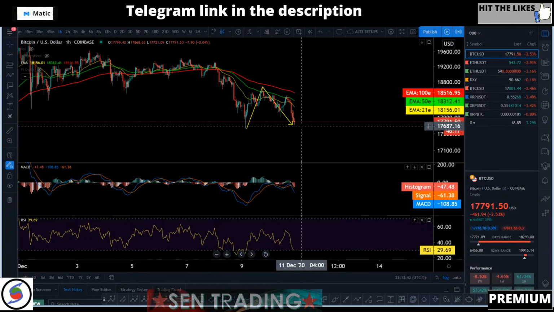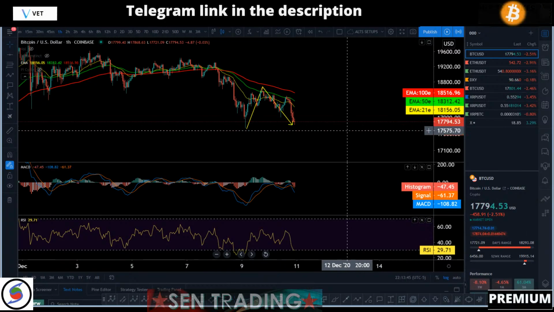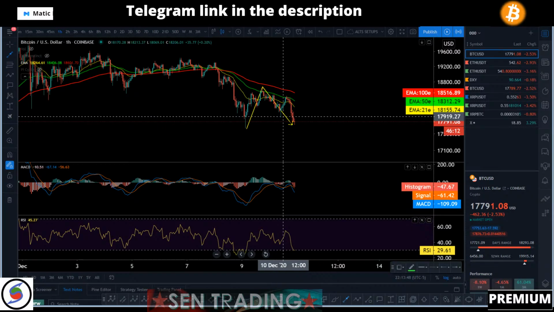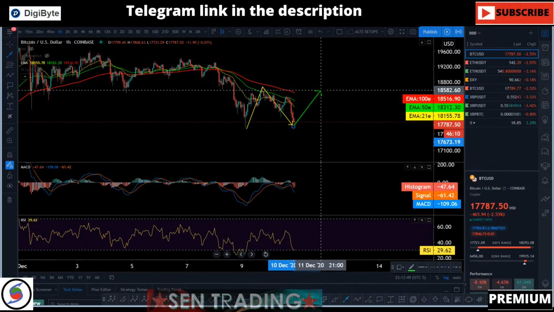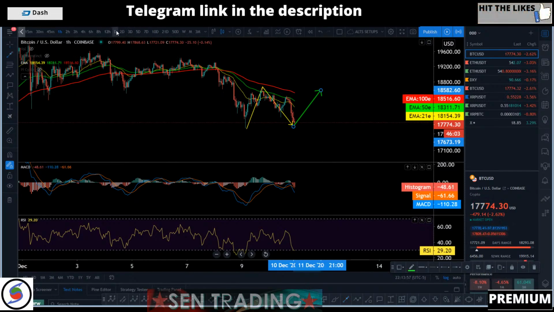Remember, that's a lower degree. It doesn't have anything to do with the 2-day time frame, because price action can still reverse on an hourly basis. That's for the short-term traders, right? But the higher time frame, it's not going to change anything.